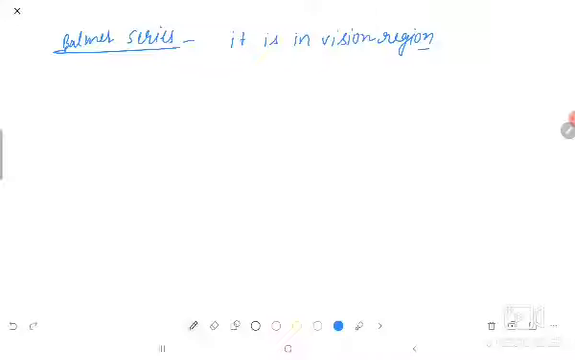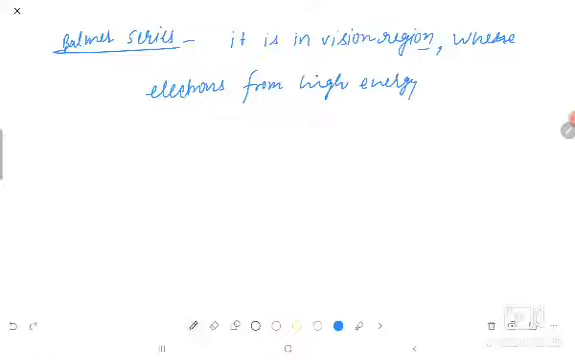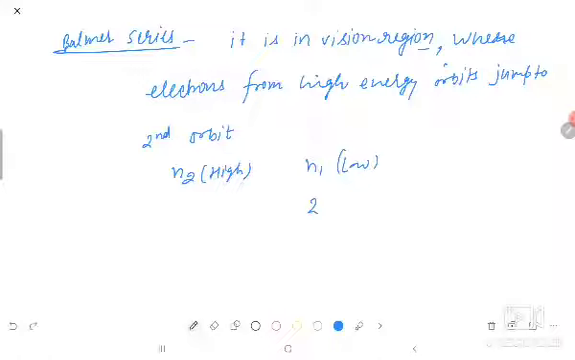Okay. Now what are they saying? Electrons from a high energy orbit jump to what energy orbit? The second orbit, yes or no? So that is N2 and N1. N2 means the high energy orbit, and this is the low one. So the low one is fixed at 2.